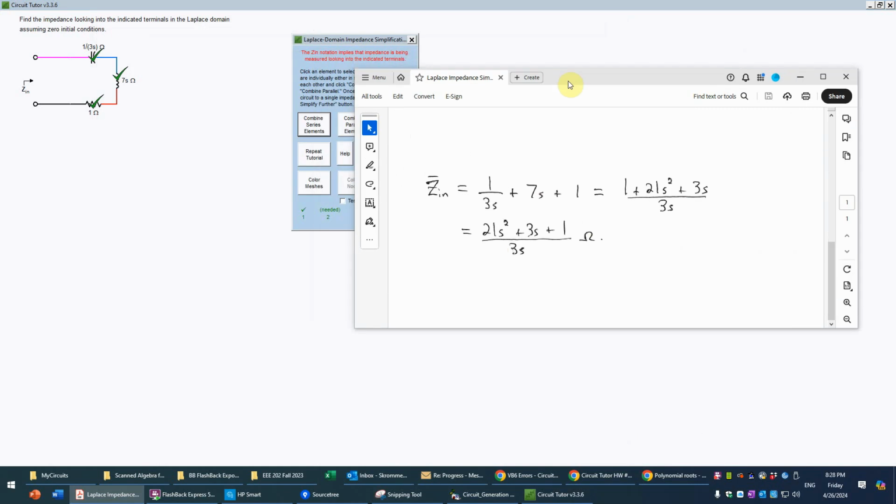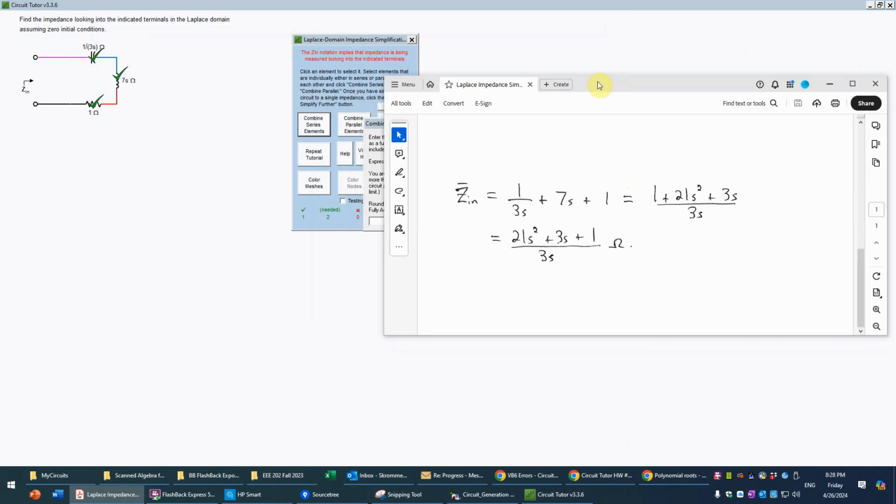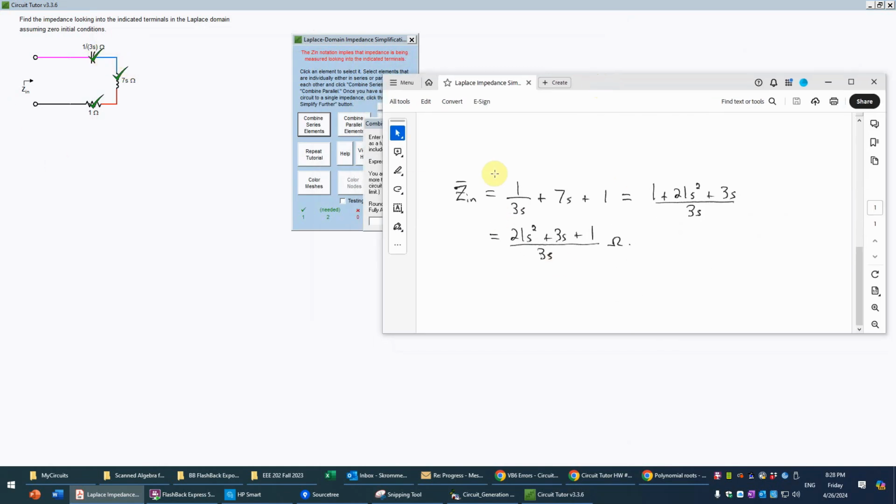So now we have to add the 3 impedances. So we have 1 over 3S plus 7S plus 1. And once again, we have to put that over a common denominator. Well, in this case, that's pretty simple. Of course, it's just 3S. So we need to multiply this by 3S over 3S. So that will give us 21S squared in the numerator. And this needs to be multiplied again by the 3S over 3S. So we just get 3S there.